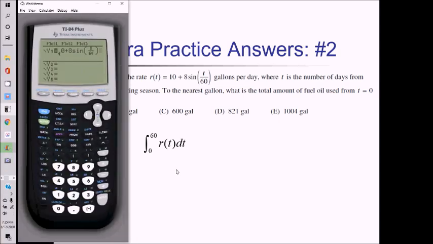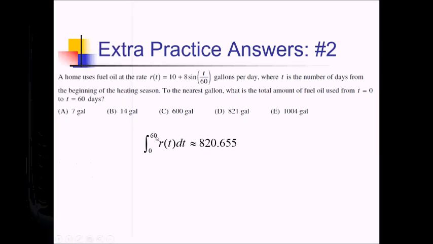To make things a little easier on myself, I've entered the R function as the y1 in my y equals. Now quitting out of that, let me do math 9 to get my integral. We're going from 0 to 60. I'll do alpha trace y1, put a dx over there, and let's see how much oil we used. About 820.655, and that's going to be gallons if we care about the units. So the closest answer choice would be D.